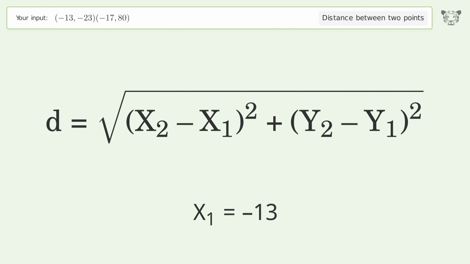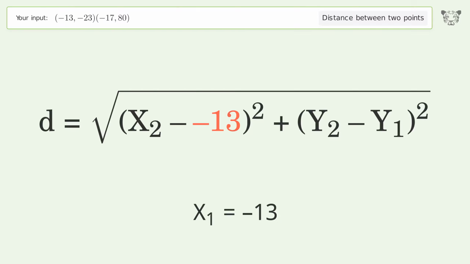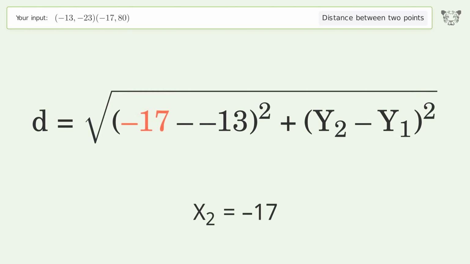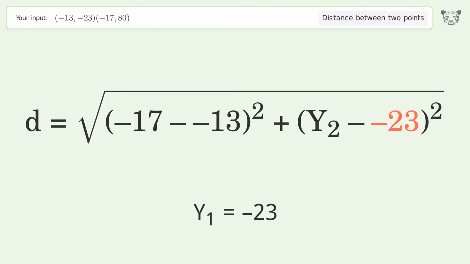x1 equals -13. x2 equals -17. y1 equals -23. y2 equals 80.